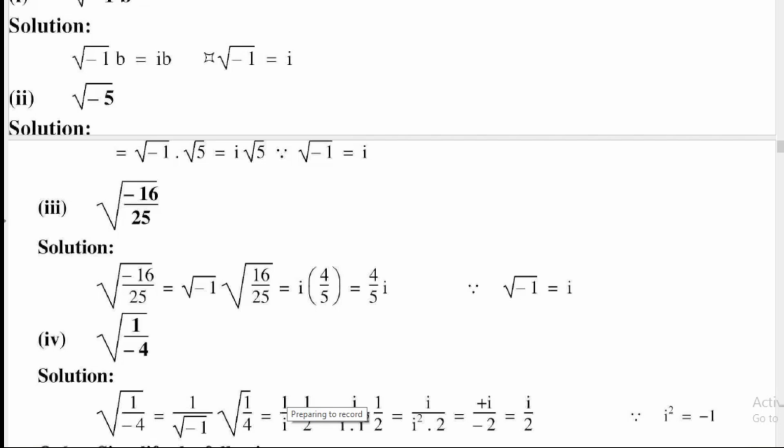So by rationalization, multiply numerator and denominator by iota. So iota divided by iota square dot 2. Iota square is equal to minus 1. So iota divided by minus 2, which is equal to minus 1 divided by 2 iota, which is the required solution.